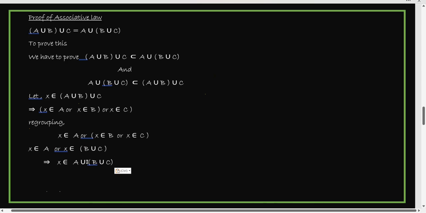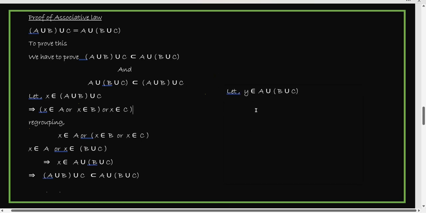This is the second set. So the first set is a subset of the second set. Similarly, we'll prove the second set is a subset of the first set. That means this set is a subset of this set. We'll follow the same procedure.